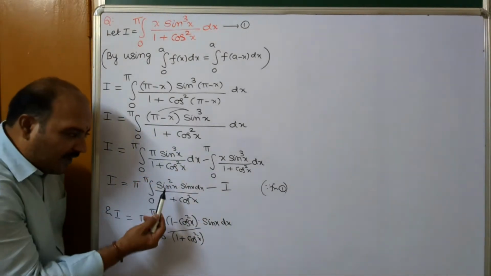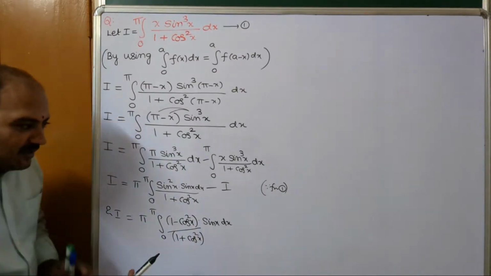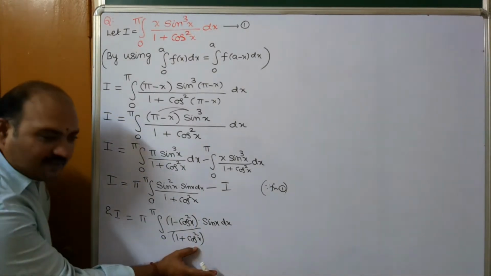Sin cube x can be written as sin square x into sin x. Sin square x can be written as 1 minus cos square x. In the next step, put cos x is equal to t.